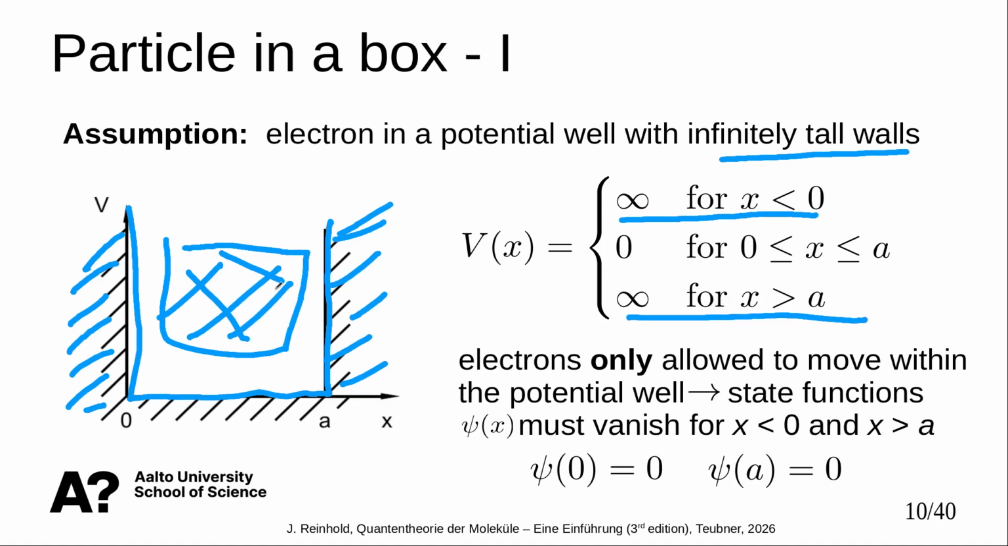We need to set one more boundary condition. The electron is only allowed to move within the potential, okay, and the state function must vanish for values smaller than zero or larger than a. For that reason, it needs to be zero basically at the edge cases, because if it's not defined as zero at the edge cases, we basically get a step function, and we don't want that.